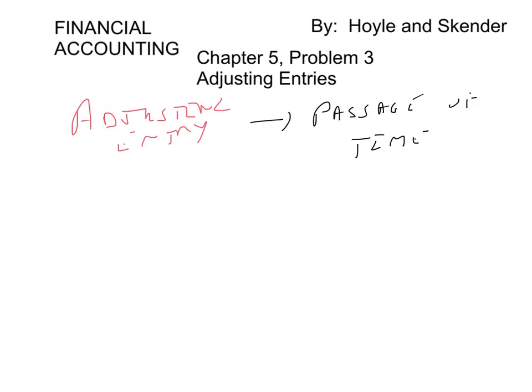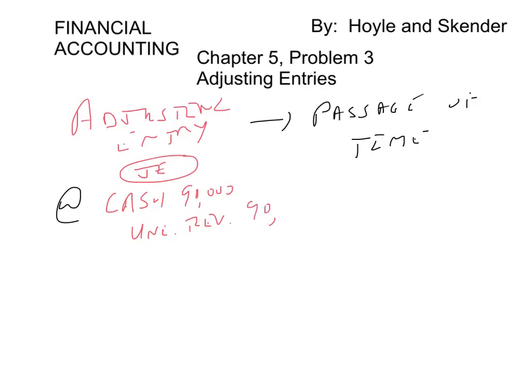So I want to look at chapter 5, problem 3, and we're going to start with question A and determine what has happened before and whether an adjusting entry is needed. In the first question, for example, the company has received $90,000 for work to be done. So I'm assuming that what happens is that they have already, this is a journal entry, debited cash for $90,000 and credited unearned revenue for $90,000.